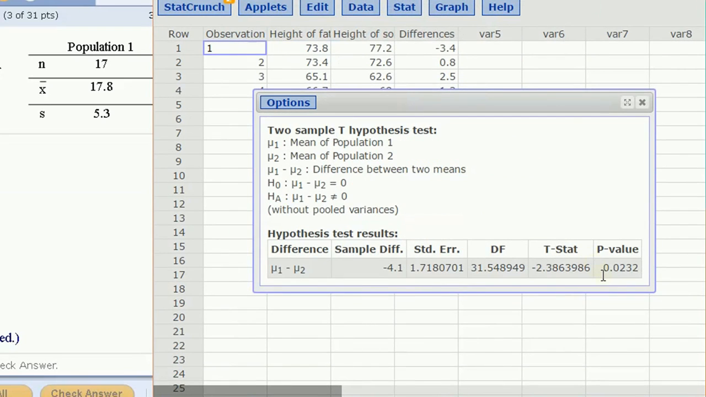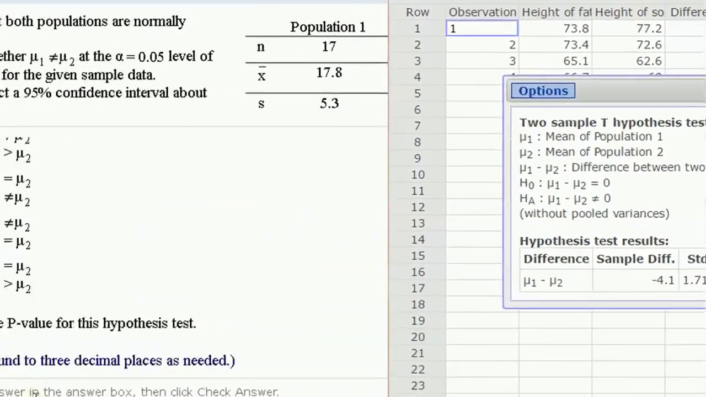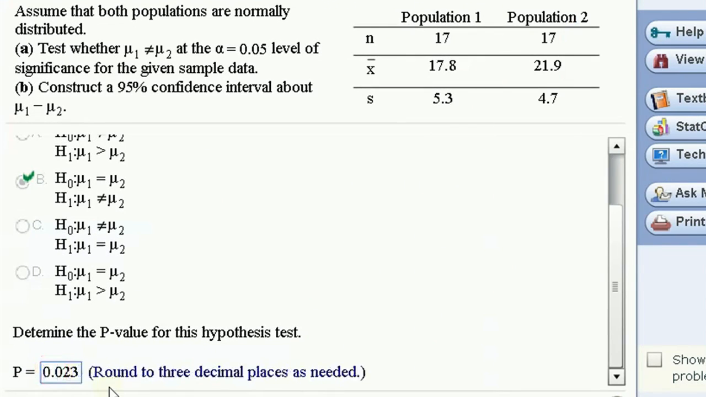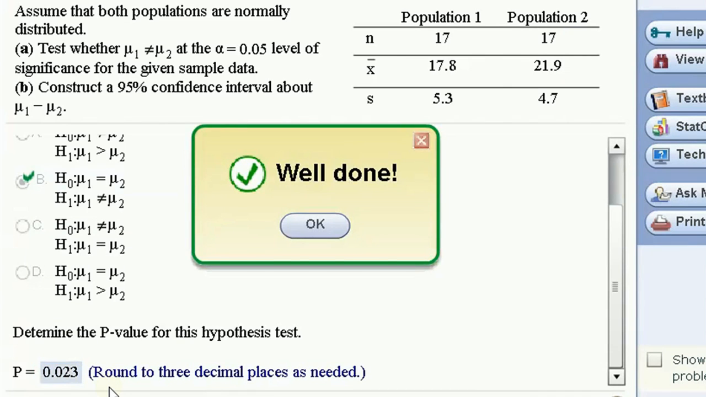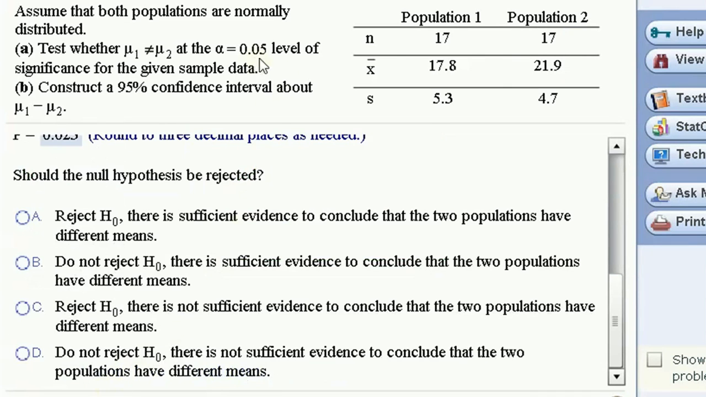The p-value is right here, 3 decimal places. I'll just copy it over. 0.023. That's pretty low. It's lower than 0.05, so we would reject the null hypothesis. There is sufficient evidence to conclude the two populations have different means.